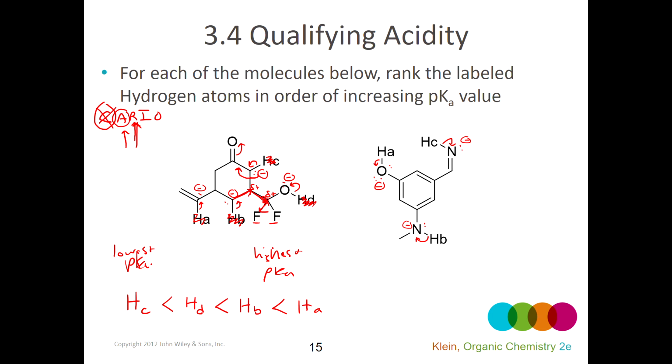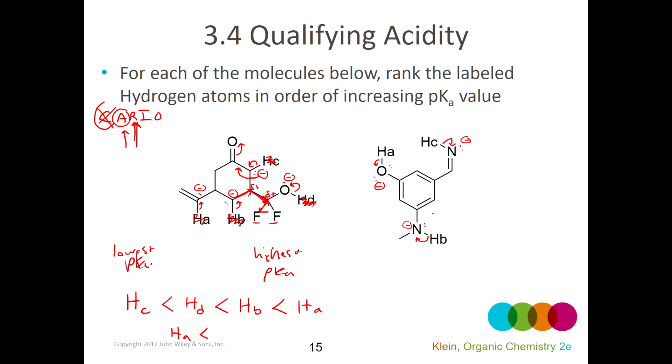Can oxygen stabilize a negative better or worse than nitrogen? Well, oxygen's got one extra proton. It's a little bit more electronegative. So it should be able to hold any lone pairs it has a little bit closer to its nucleus and stabilize them better than nitrogen. So the lowest pKa for this molecule would be HA.